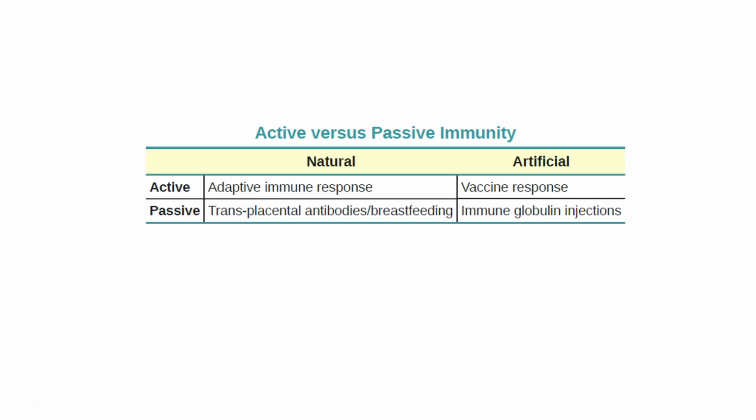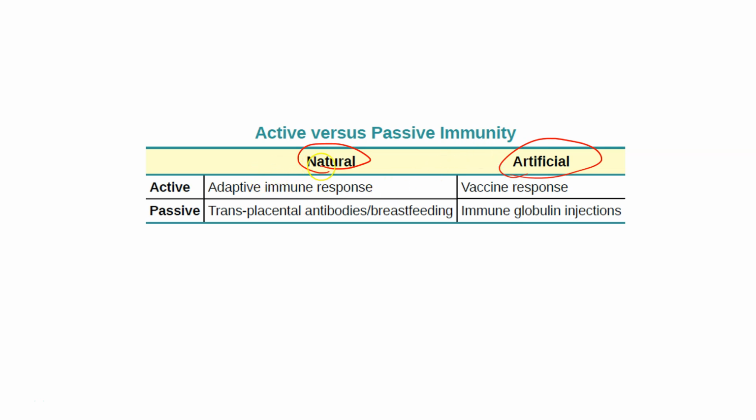Another thing to talk about briefly here is the difference between what we call passive and active immunity. Passive immunity is one where the immune response is not activated in the individual, but they receive antibodies that have been made by some other means. An active immunity is one where the individual has had an immune response and they are making their own antibodies. Also, these can either be natural or artificial.